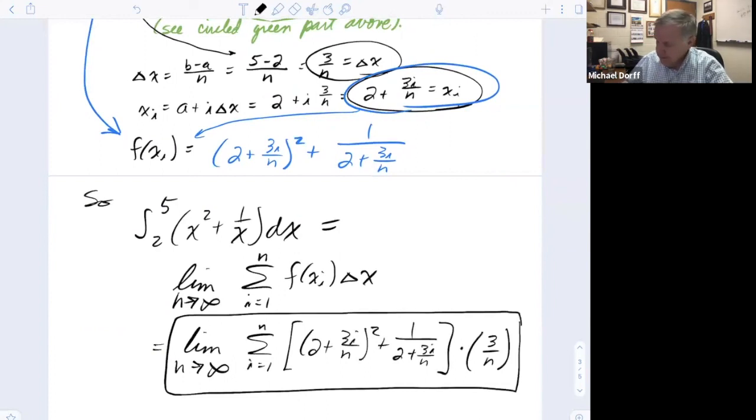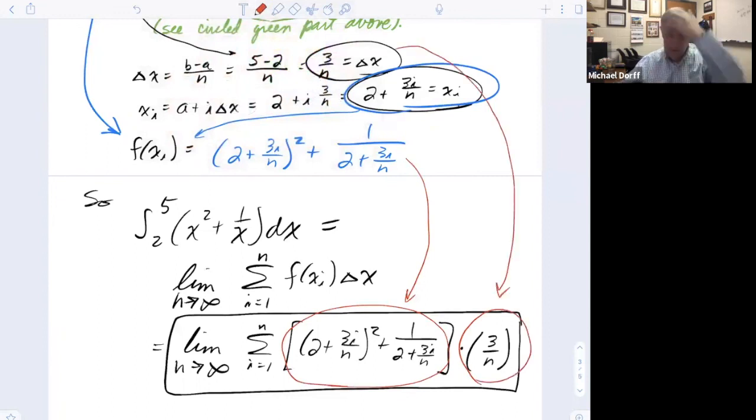Again, this part here in red, okay, that came from down here, and this part in red came from that right there. All right, that's how you can go back and forth between the Riemann sum and the definite integral.